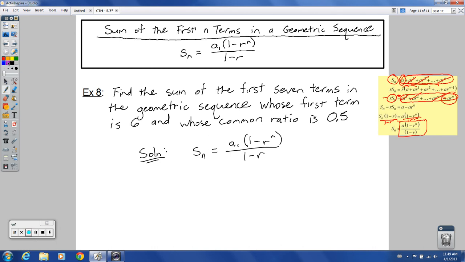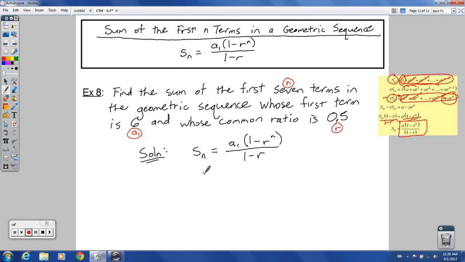And so what's what here? The first 7 terms, this is your n. Your n is 7. And whose first term is 6, that's your a sub 1. And the common ratio is 0.5. There's your r. This is multiplying by 0.5. That means it's going to keep getting smaller and smaller as I multiply to the next term and so on. And so we'd have 6, and then multiplying by 1/2 for the second term would give me 3. Multiplying by 1/2 again would give me 1.5, and so on.